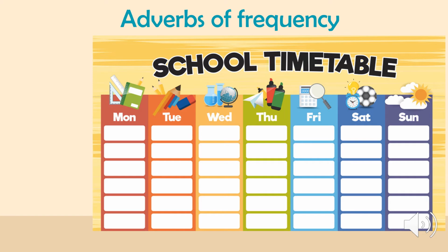Let's look at the timetable here. How many days do we have in a week? Monday, Tuesday, Wednesday, Thursday, Friday, Saturday, and Happy Sunday. So we have 7 days a week. And look at this. I have 7 ticks for 7 days. It means that I do one activity every day. So when I do it every day, I will use always.